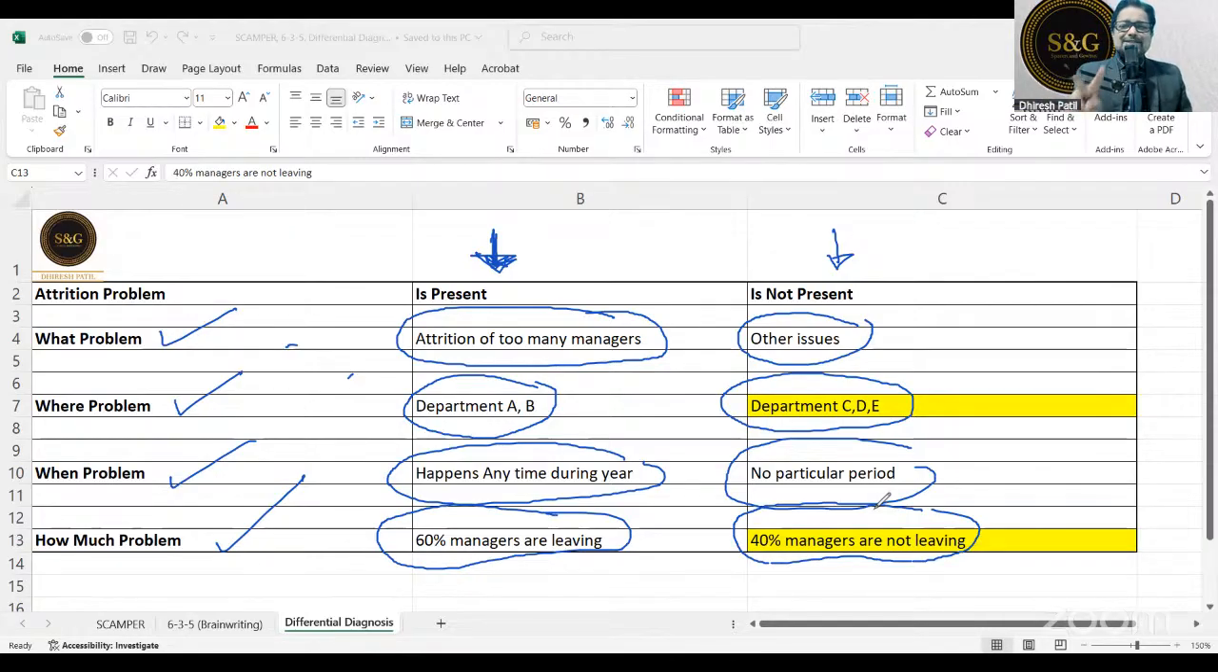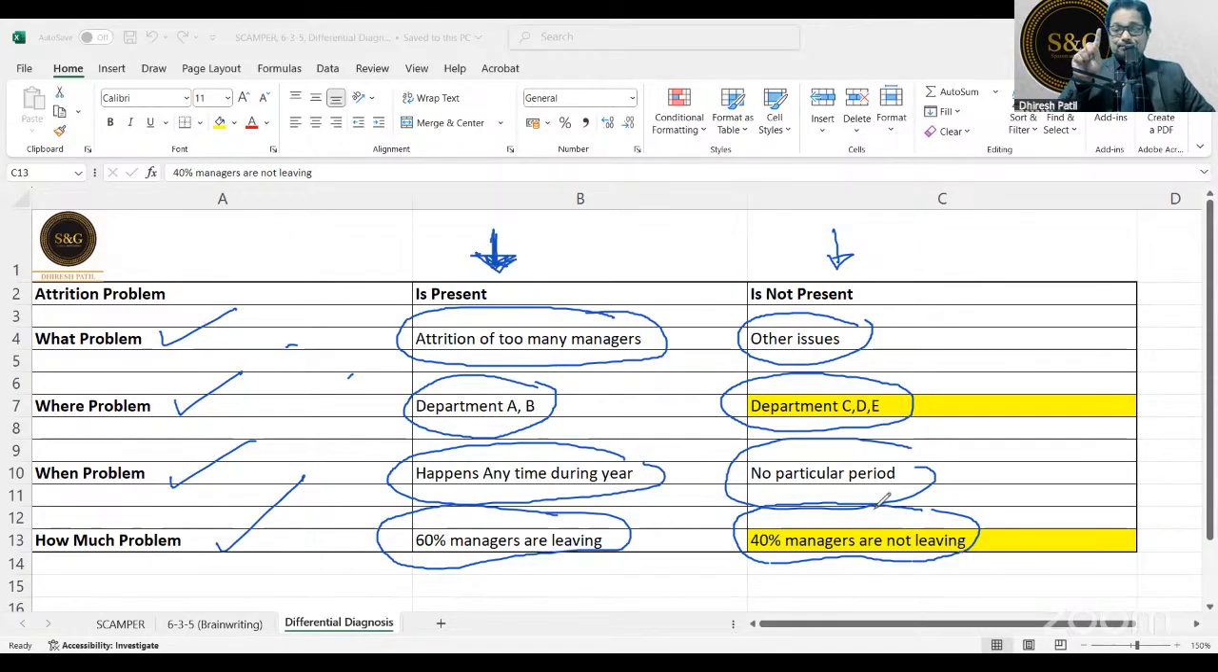So from these two pieces of information, what is your observation? Type in the chat box. What are you observing? What are your understandings now? Type in the chat box. Think about it. Comparing departments A, B, and C, D. Very good. Very good.